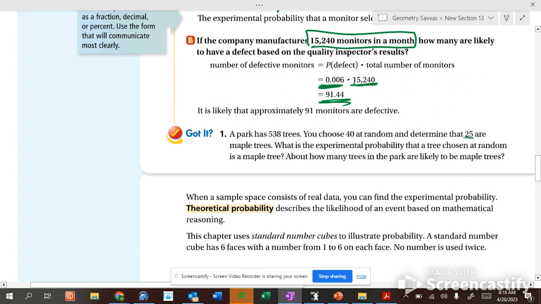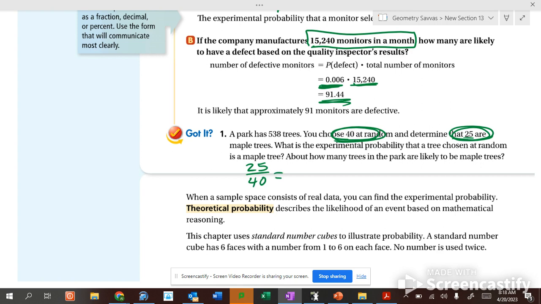Okay? All right. A park has 538 trees. You choose 40 at random and determine 25 are maple trees. What's the probability that when you look at a tree, it's going to be a maple tree? How would I write that fraction? How would I write that fraction involving the 25 trees out of the 40 trees I witnessed? How would I write that, Trevor? We see 25 are maple out of the 40 trees I saw. That's all we have to do, 25 over 40.